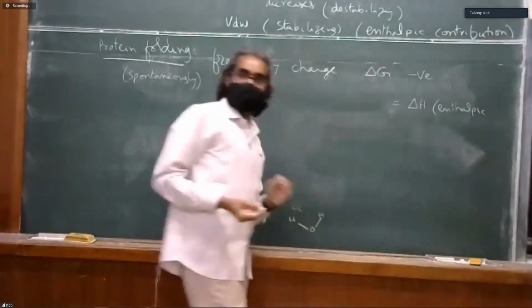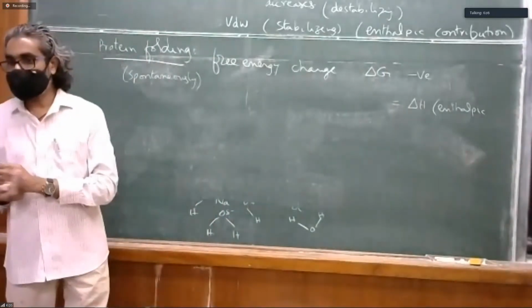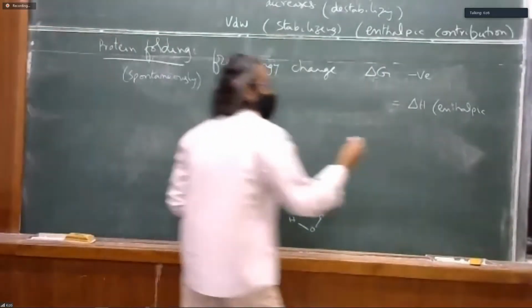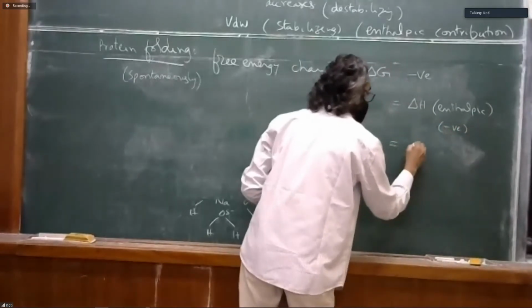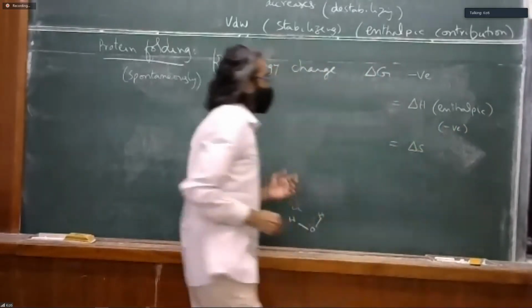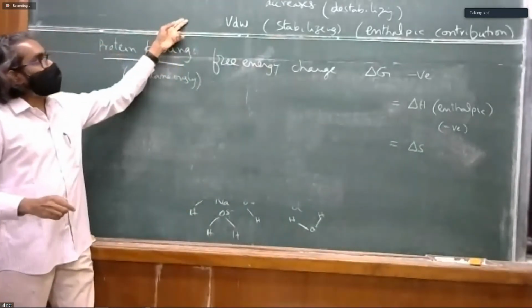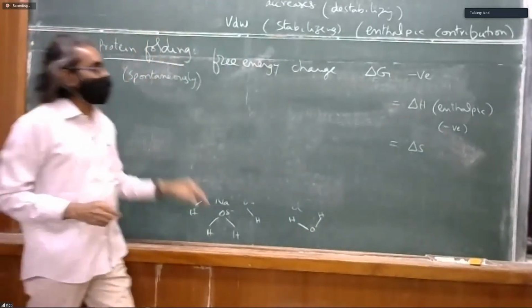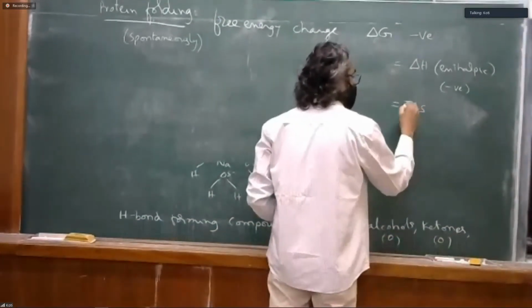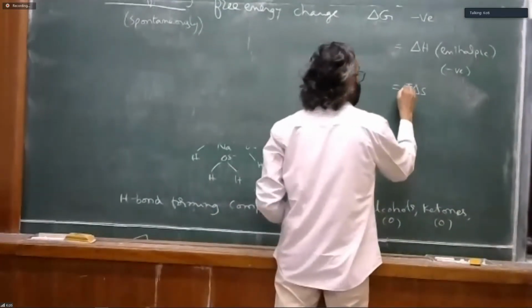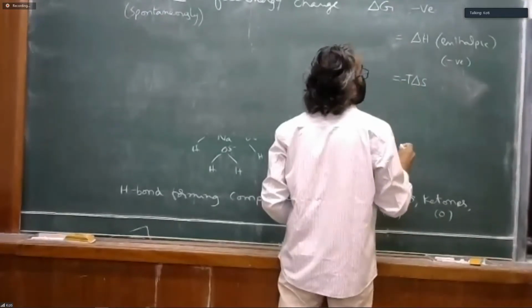Okay, so this is basically stabilizing. If it is stabilizing, delta H is negative, right? Then the delta S contribution is from two sources, one from the peptide, one from the water. From the water, what is important is actually T delta S. So minus T delta S is what we actually calculate.